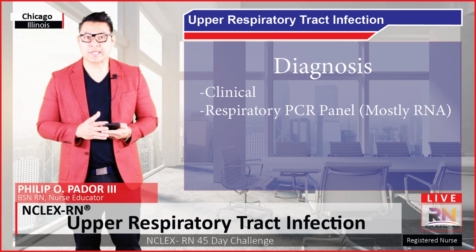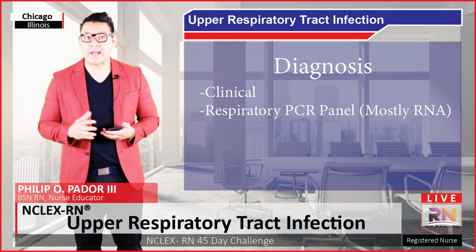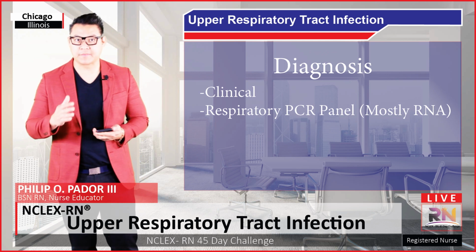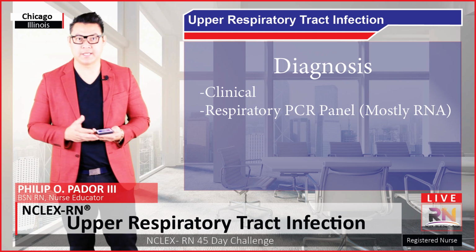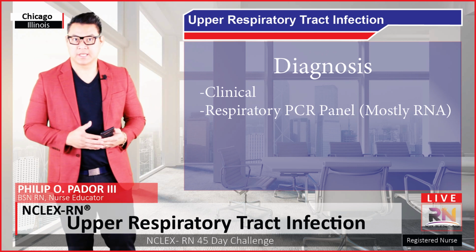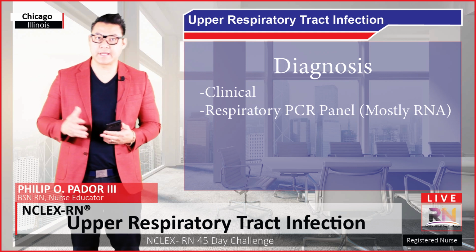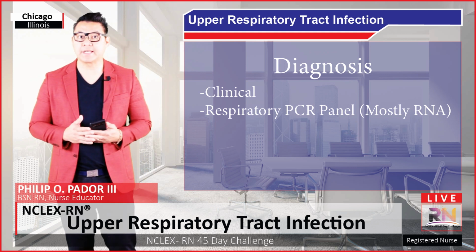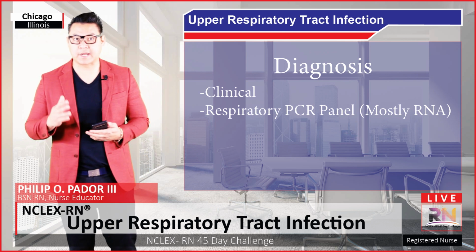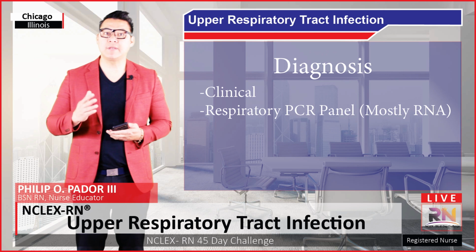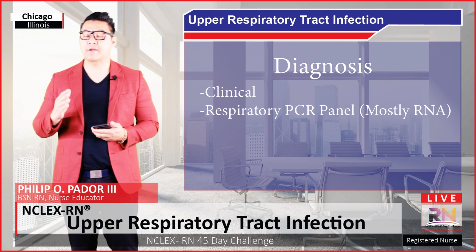So to find out exactly which virus we're dealing with, we take a little swab, a little sample of saliva from the pharynx, and we send it for a respiratory PCR panel. What is this? Well, you probably know that PCR detects genetic material, and so the respiratory PCR panel looks for the RNA or the DNA of a whole bunch of viruses at once. And actually, it's mostly RNA because most respiratory viruses are RNA viruses.